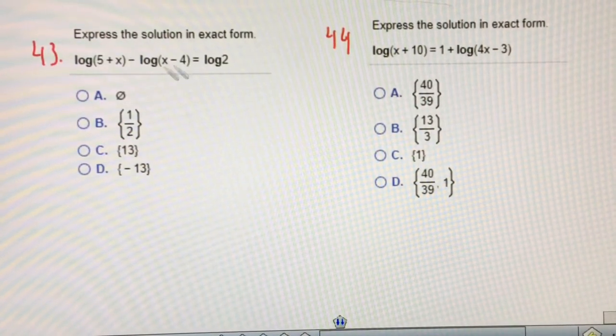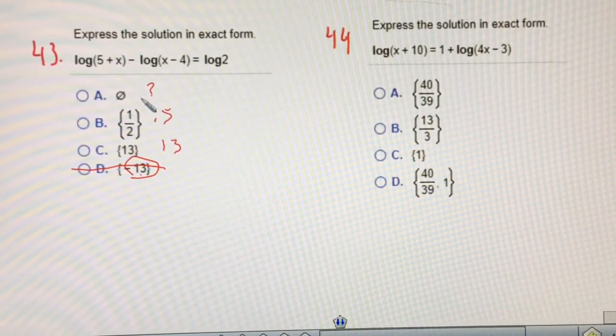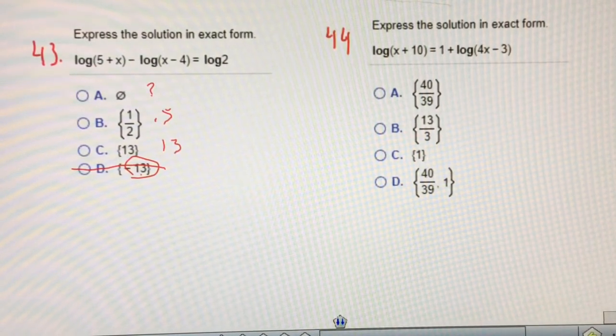43. This one looks a little tougher, so I'm going to throw that one in. Again, I can't have a negative answer, so if I throw negative 13 in, not going to work. Can't be choice D. So I got a choice of nothing, 0.5, or 13. Heck, I can plug those in. 0.5, I can plug in 13 and see if it works, but I'm going to use the solver.